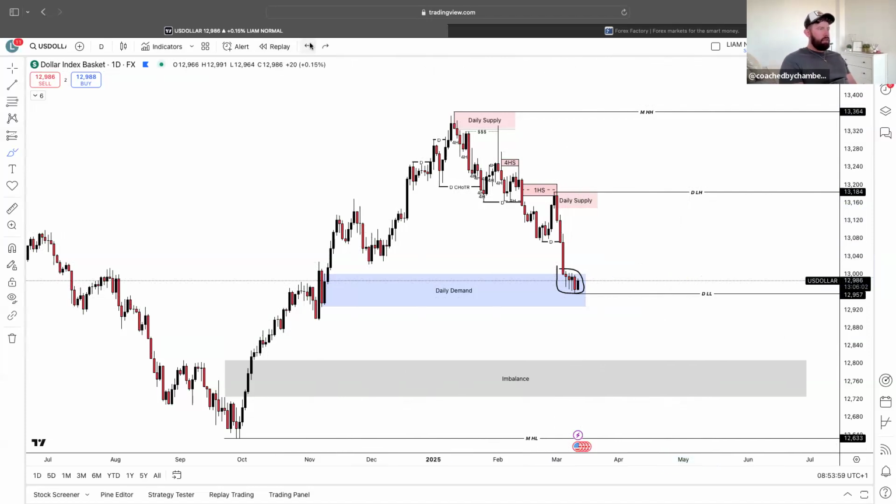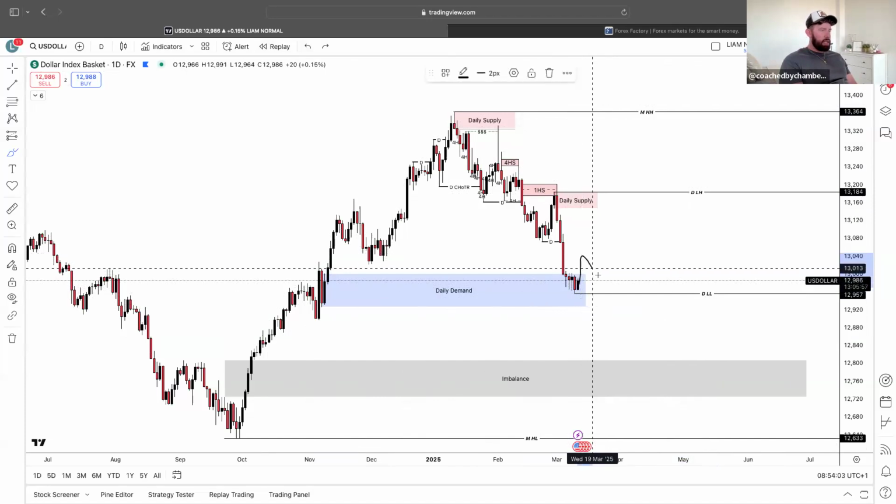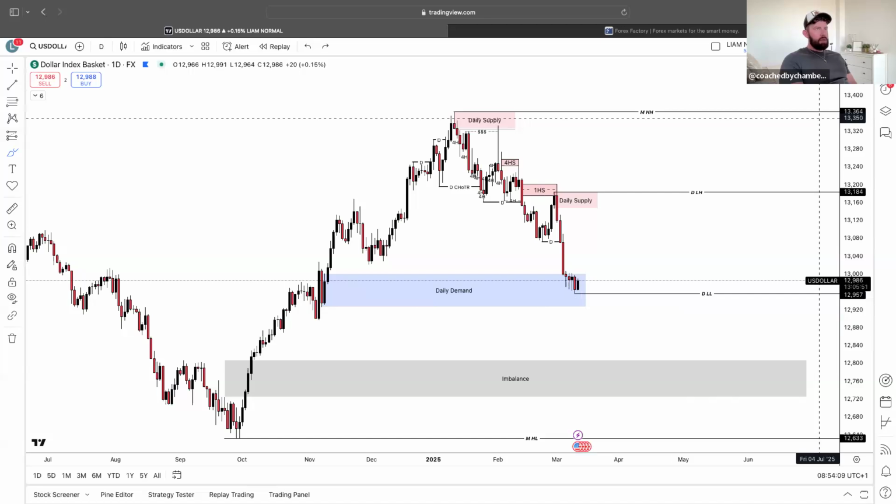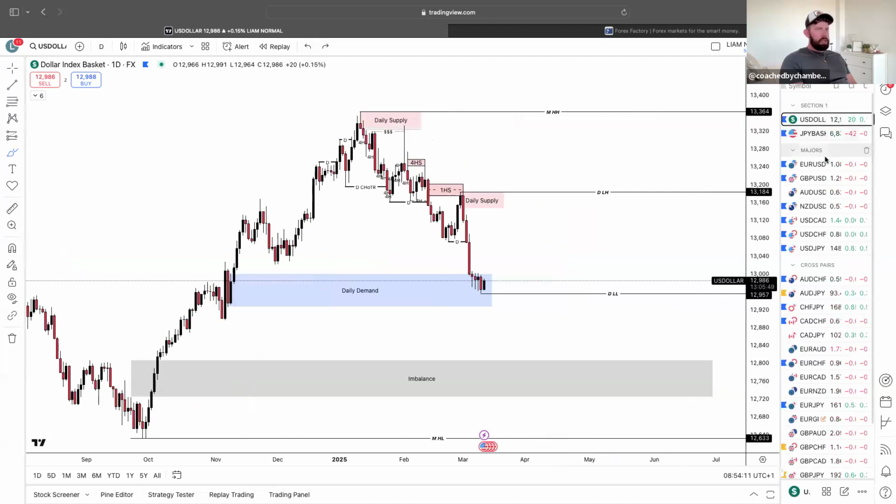So that is pretty much it from the dollar. I've got nothing on the 4 hour. We need to wait for breakouts of either side to then make a decision on what we want to do. And it's pretty much the same for the other US dollar pairs as well.